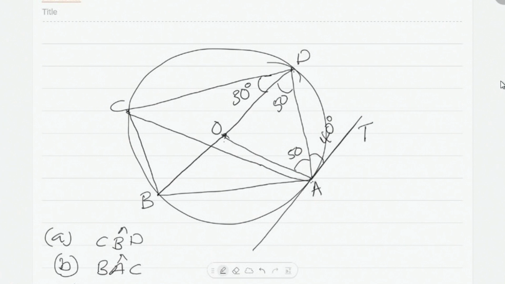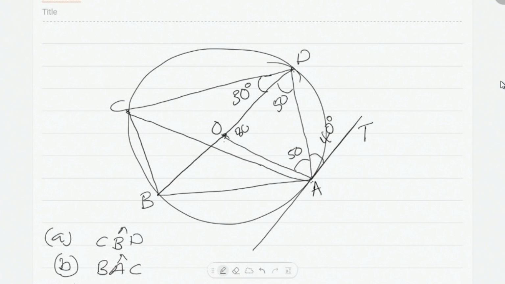Now, we also know that the sum of interior angles in a triangle is equal to 180. We already have the two base angles, which are 50 and 50. Their sum gives us 100. So when we subtract from 180, we remain with 80. And so angle AOD is equal to 80 degrees.